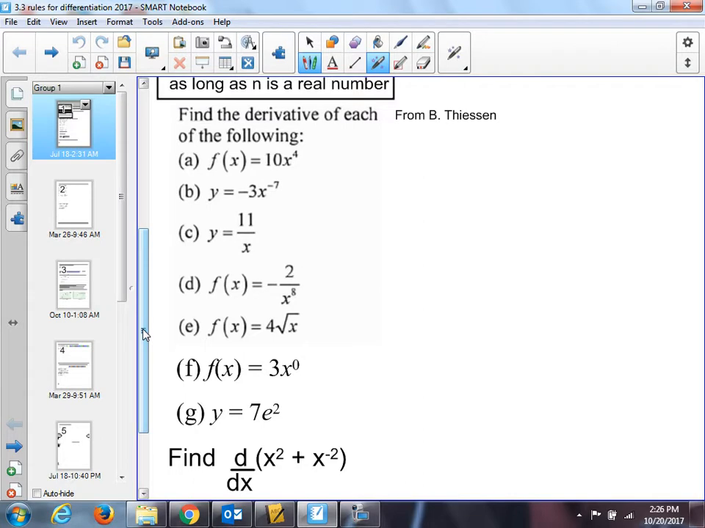Let's see this, though, and we're going to practice using two different types of notation. F prime for derivatives when we're given f. When it's given as y, we're going to use dy by dx, and it means the same thing, the derivative. It's just different notation. But let's practice this rule.